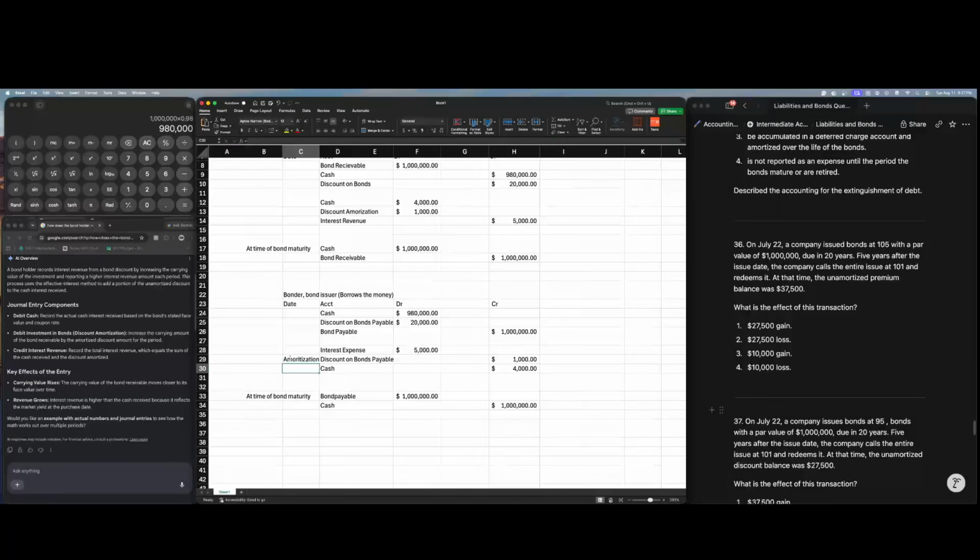So amortization of the discount on the bonds payable. Every year there's amortization, like $1,000. So not only are they paying the interest on this loan in the interest expense, but they're also paying the amortization of the discount on the bonds payable, so to speak. So it adds to the interest expense. Let's say they have to pay like 4,000 in cash, and then the amortization of the bonds payable is $1,000.